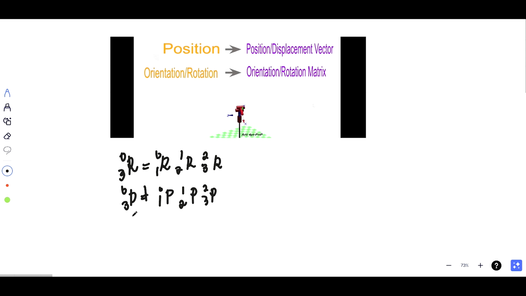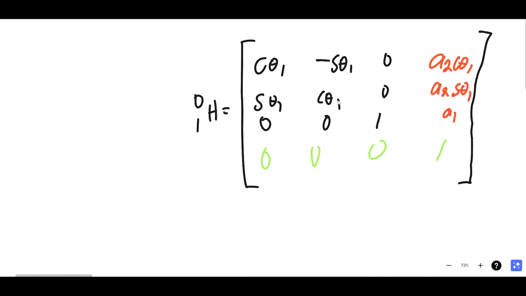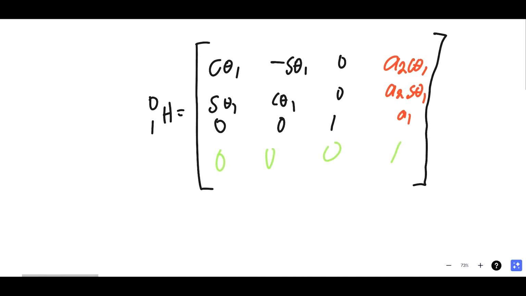These two. By combining these two, will result in a homogeneous transformation matrix like this. Note that the first 3 by 3 matrix is the rotation matrix here, while the last 3 by 1 matrix is the position vector here.